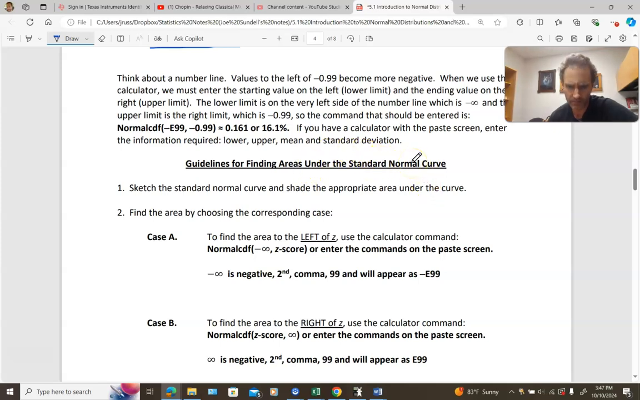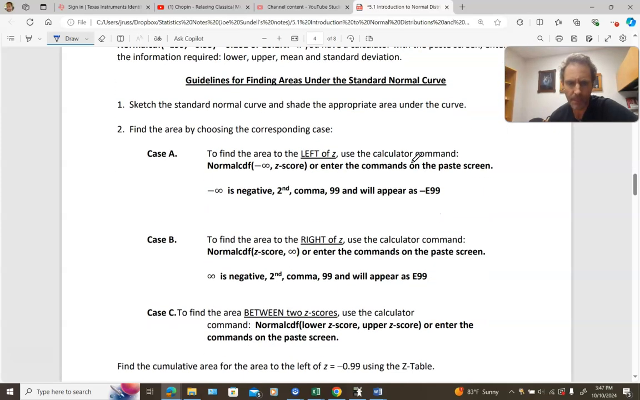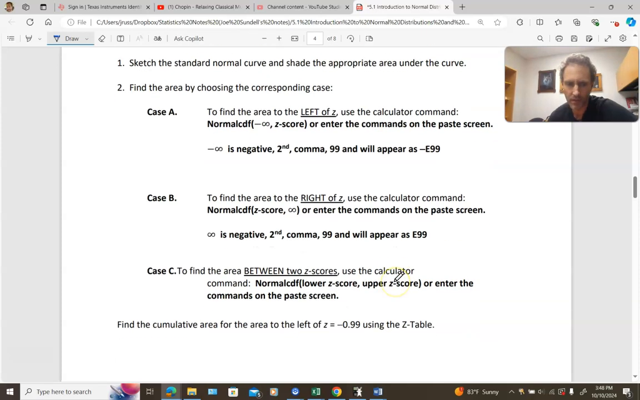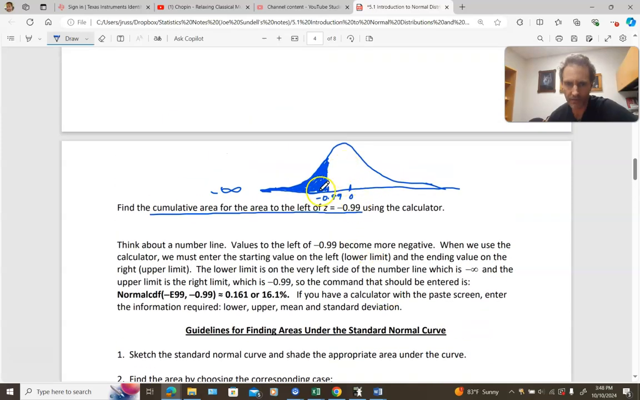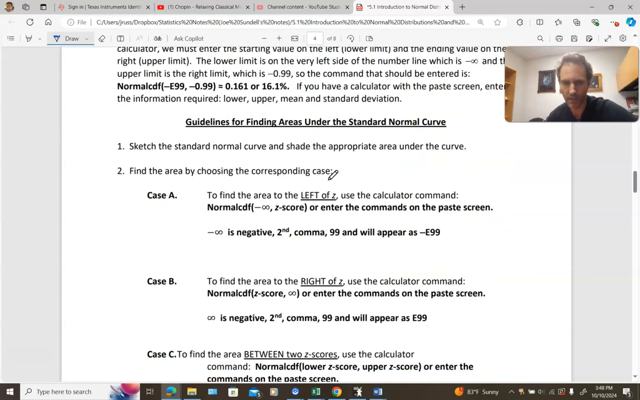Let's see here. And this just kind of goes over what I just told you. Now, if you were trying to find the area between two specific z-scores, then the lower z-score would be your lower bound, and the upper z-score would be your upper bound. Okay. Now, we also could have found the area to the left of negative 0.99 using a z-table, or a standard normal table, and that's what I want to show you now.